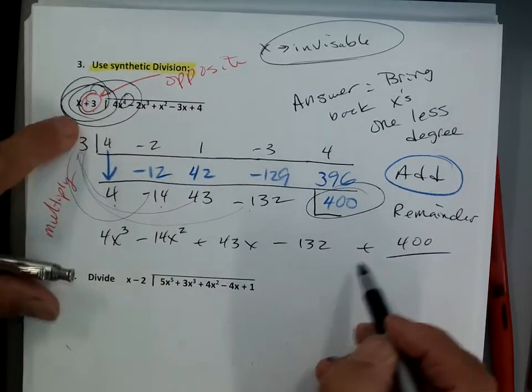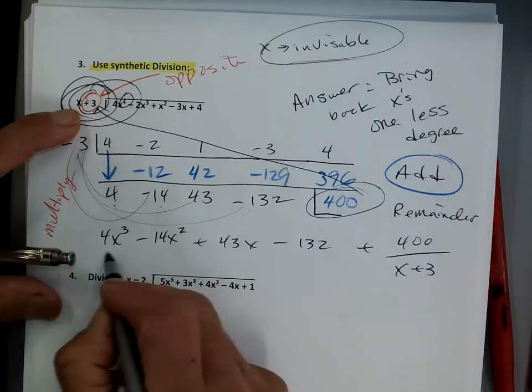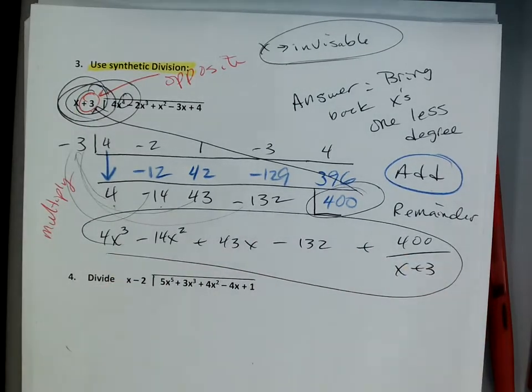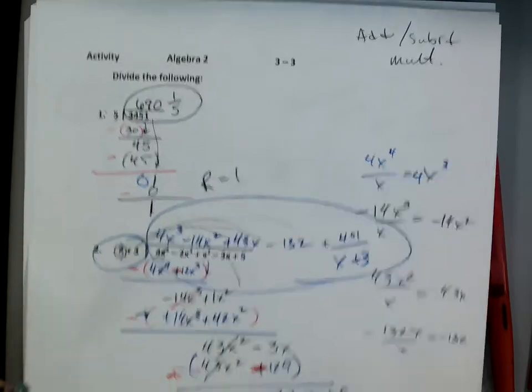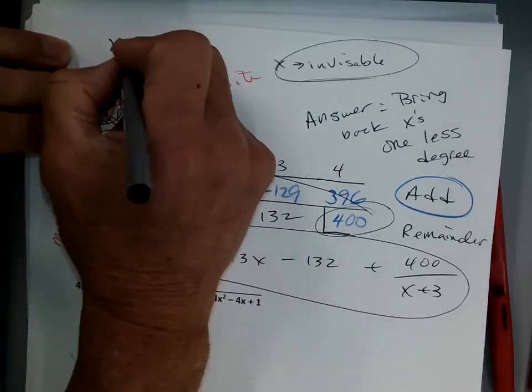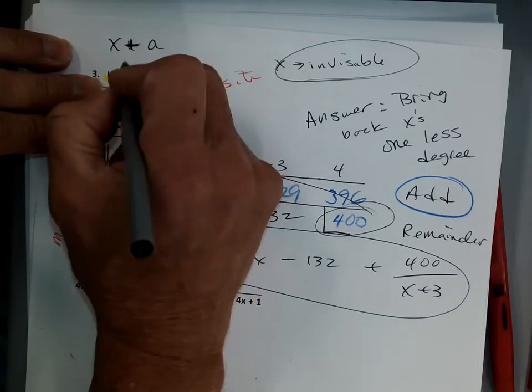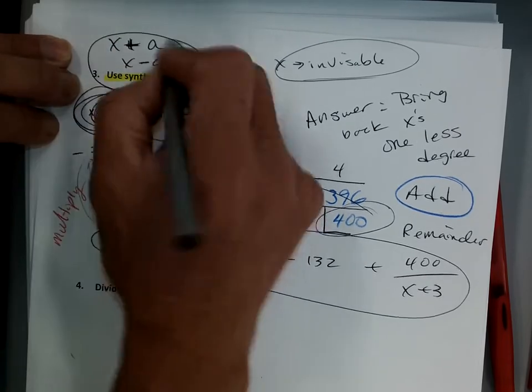I can bring back the x's. I divided by x plus 3. Okay, that is my answer. It's a lot easier than long division. But synthetic division only works with some x plus a number or x minus a number, okay?